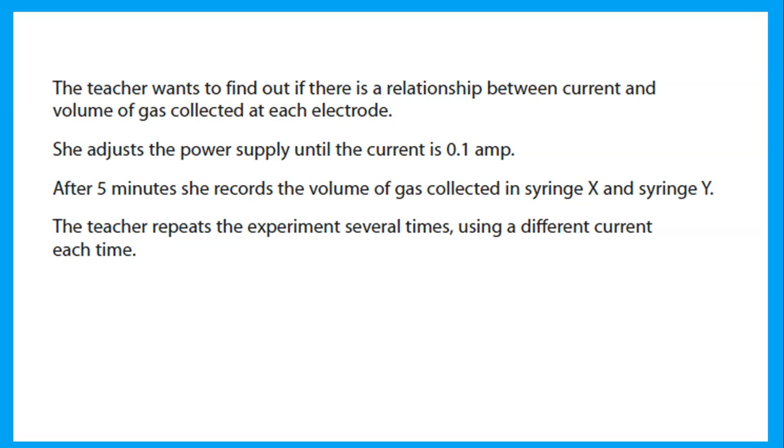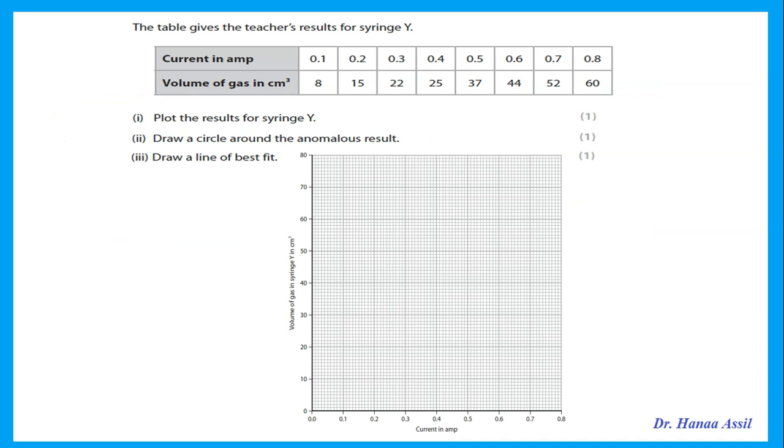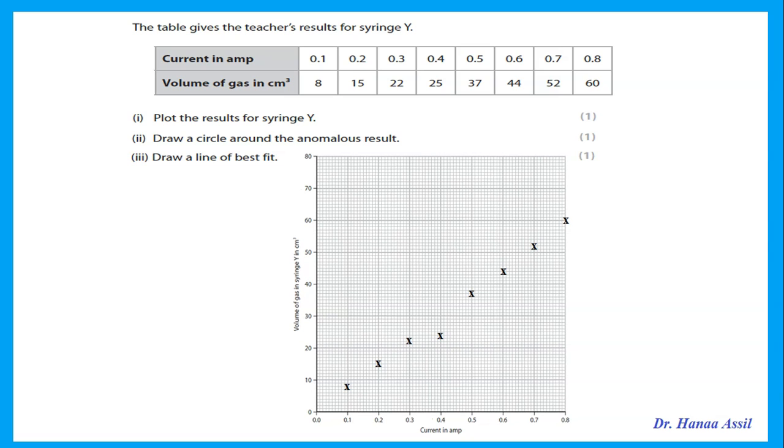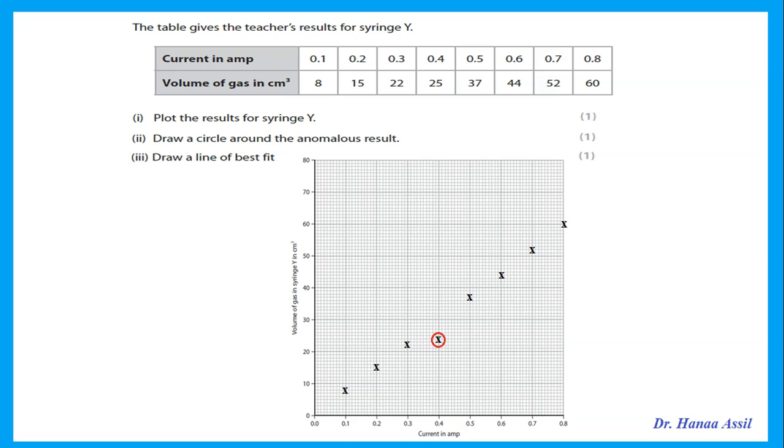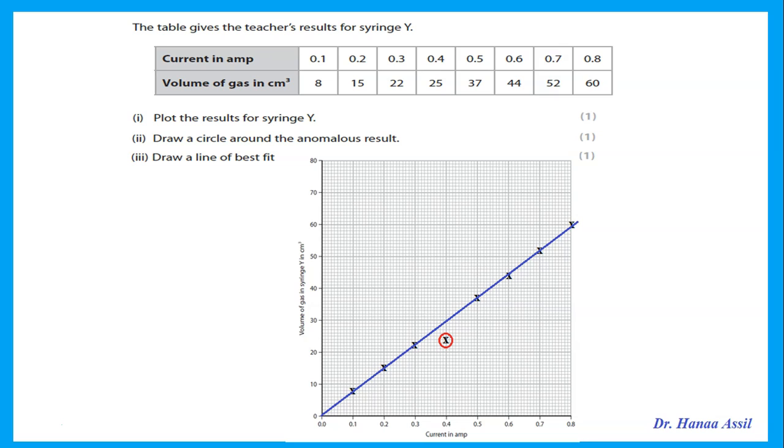The teacher repeats the experiment several times using a different current, and these are the results, and we are required to plot the results. So when we plot the results, we plot them with small x's. Now, draw a circle around the anomalous result. Remember, this result is a line of best fit. So the point that is away from the line, that is what we call the anomalous result. All the other points are almost on the same line. So the one away from the line, that is the anomalous result.